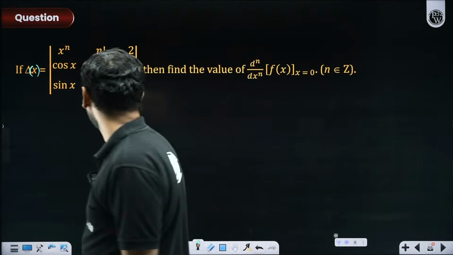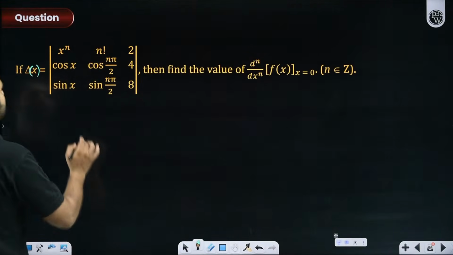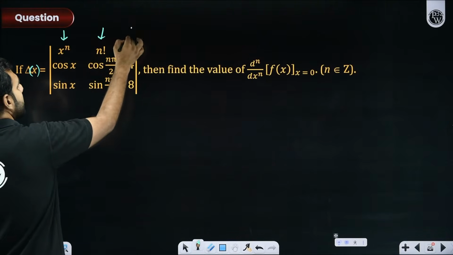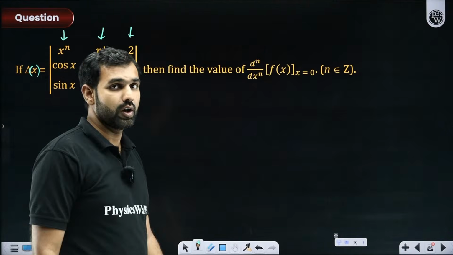Great. What I'm trying to say here is nth derivative. So when you're trying to find out the nth derivative, the first column has terms in x. The second column and third column are constant terms.